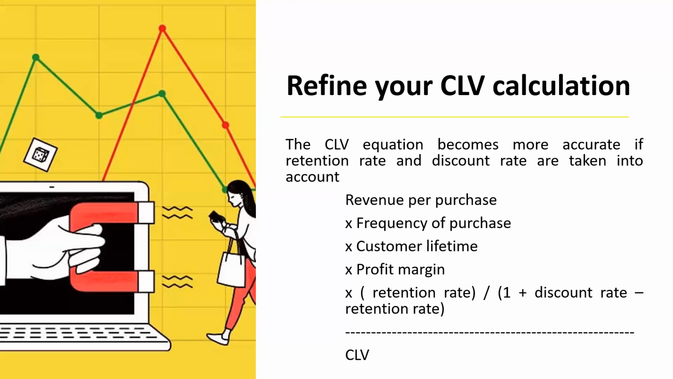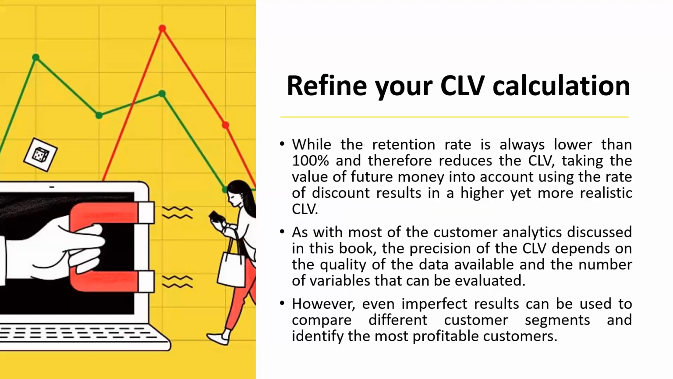So then retention rate divided by 1 plus discount rate minus retention rate for that industry and the business. This is how you compute customer lifetime value. You have refined the total value to be a more realistic number.